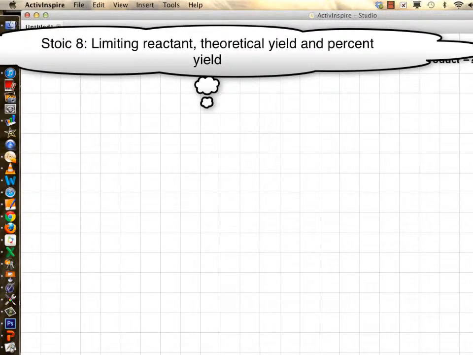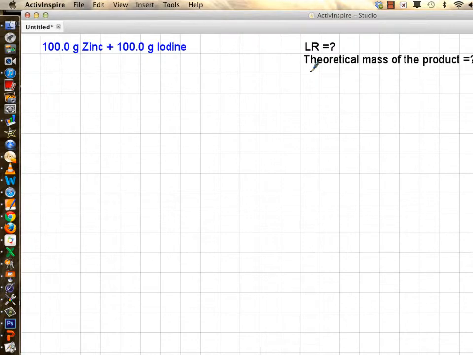In this tutorial, I'm going to calculate limiting reactant, theoretical mass of the product, and also eventually percent yield. The question is, you have 100 grams of zinc and 100 grams of iodine. Sometimes you have to be able to write simple equations and come up with the product.